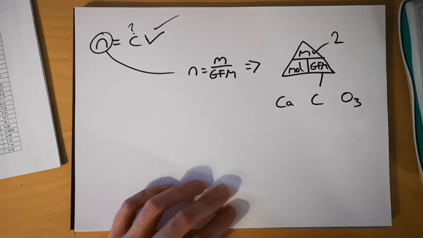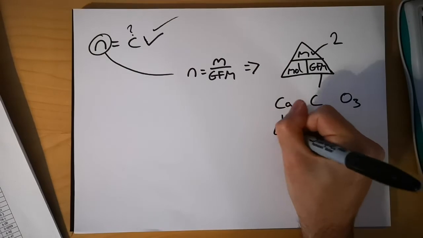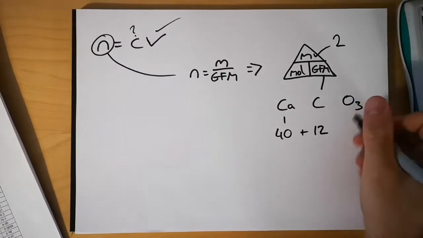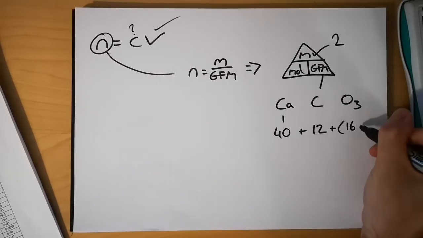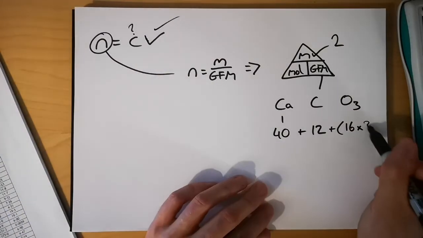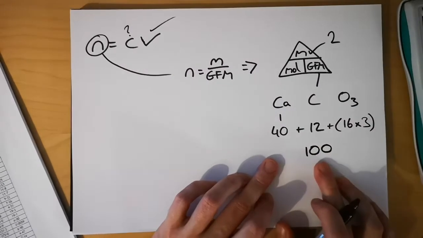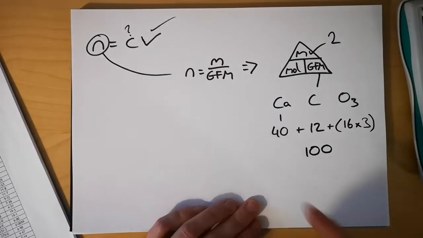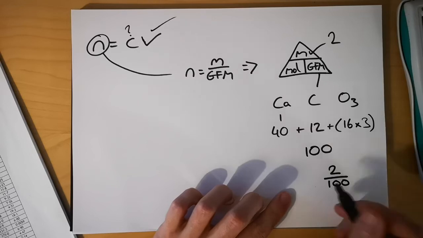So my calcium from memory is about 40 plus 12. Now this is important. We have 3 oxygens, so that is going to be plus brackets 16, which is the relative atomic mass of oxygen, times 3. So what I want to do is plug all that in. 40 plus 12 plus brackets 16 times 3. And that gives me GFM of nice and round 100. So my number of moles is going to be 2 divided by 100.